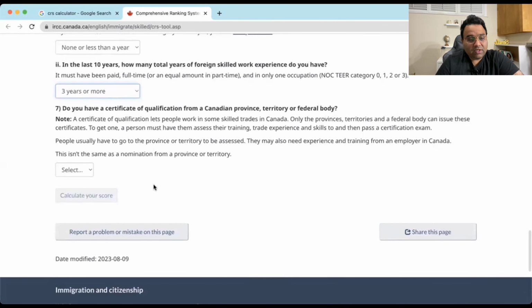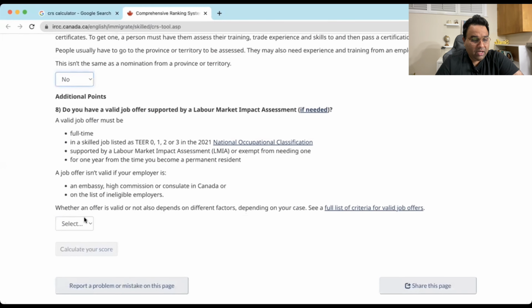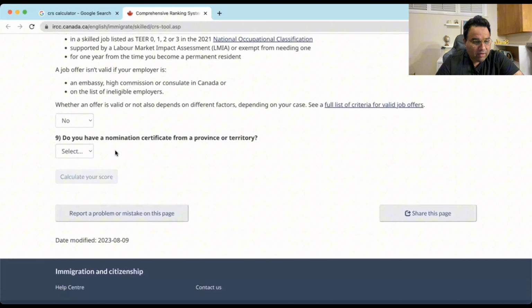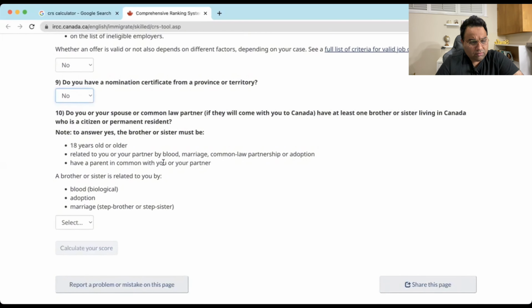Do you have a certification of qualification from? No, I did not have any such certification. Neither did I have an LMIA, and I also did not have any such nomination certificate from a province or territory. Do you have a spouse or? Okay, so this is about if you have any blood or biological relative, brother, sister, etc. In my case, it was no, so I select no.